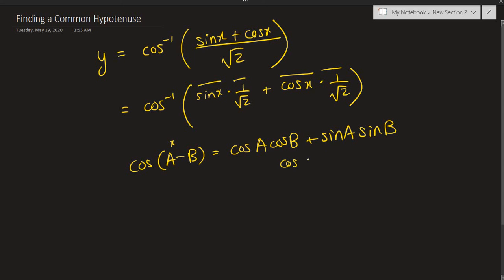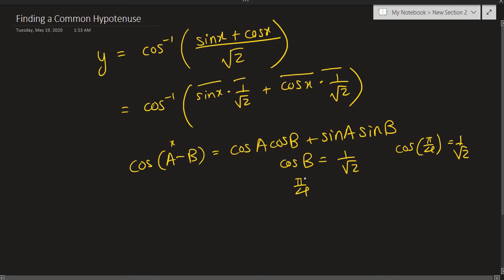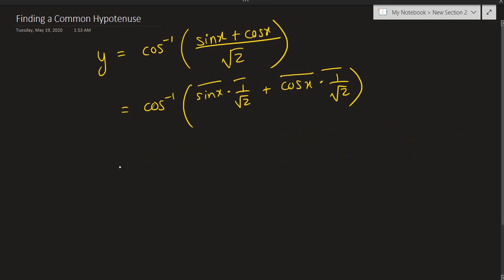Well, how can we let some angle, say cosine of b equal 1 over root 2? We need to find b, right? So that we can make an appropriate substitution here. Well, you may remember that cosine of pi over 4 is 1 over root 2. So b is pi over 4. But does that satisfy our sine of b equals 1 over root 2? Yes, it does, because sine of pi over 4 again is 1 over root 2. So instead of 1 over root 2, let's just make these appropriate substitutions now. So we have cos inverse of sine x times the sine of pi over 4 plus cosine of x times the cosine of pi over 4.